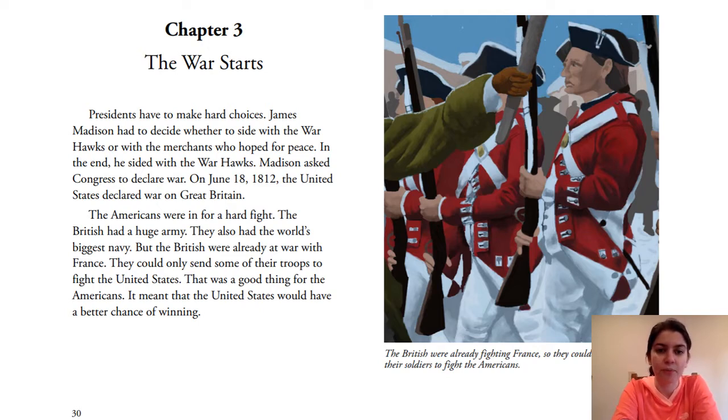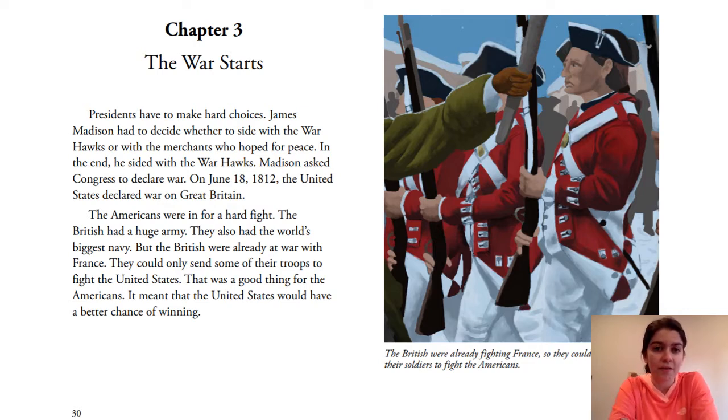Presidents have to make hard choices. James Madison had to decide whether to side with the war hawks or with the merchants who hoped for peace. In the end, he sided with the Warhawks. Madison asked Congress to declare war. On June 18th, 1812, the United States declared war on Great Britain.